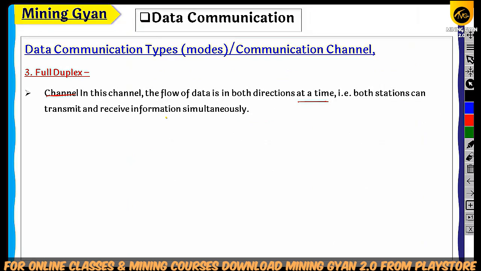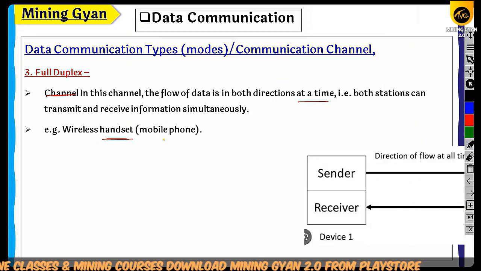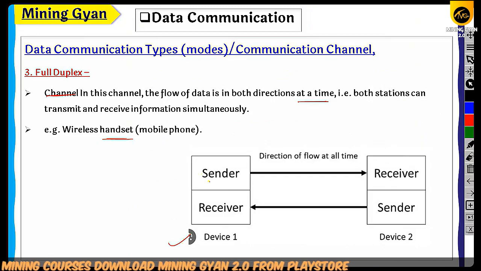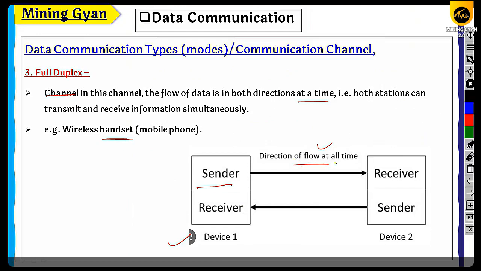The example is our mobile phone. Mobile phones are the best example of the full duplex communication channel. Okay, so a wireless handset, or mobile phone, is in the full duplex category of channel. In this diagram, you can see that the sender can send the data to the receiver, and the receiver, playing as a sender, can also send the data to the sender end, at the same time duration. So the direction of flow is both ways at all times. At the same time we can both receive and send data. That is the example of the full duplex communication channel.